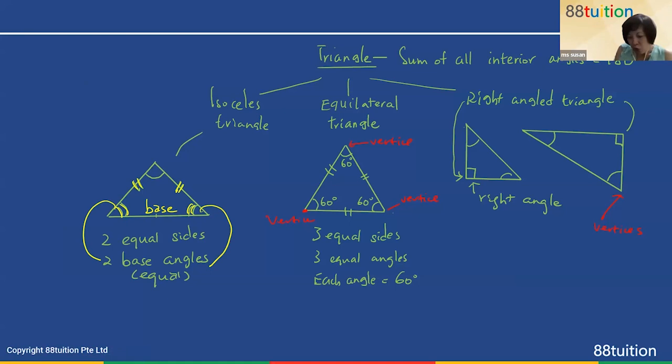For the equilateral triangle, you have three equal sides and all the angles add up to be 180. So each angle here must be 60. All must be equal. Then we have the right angle triangle. A right angle triangle must form 90 degrees here. So when this is 90 degrees, we call it a right angle triangle.